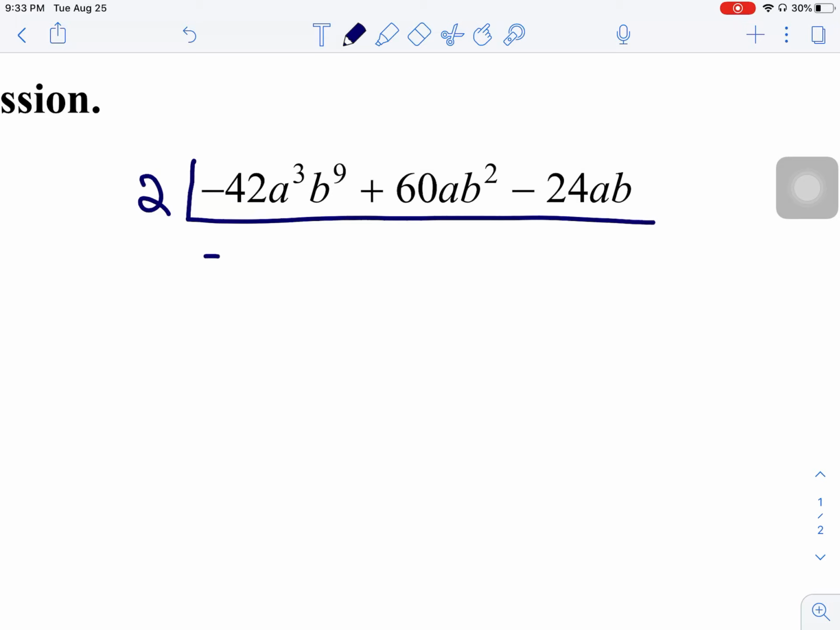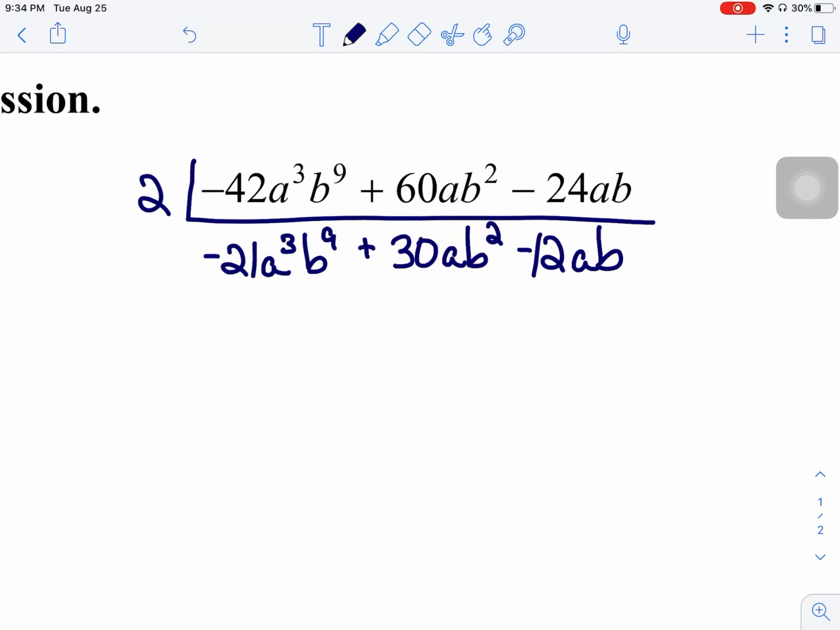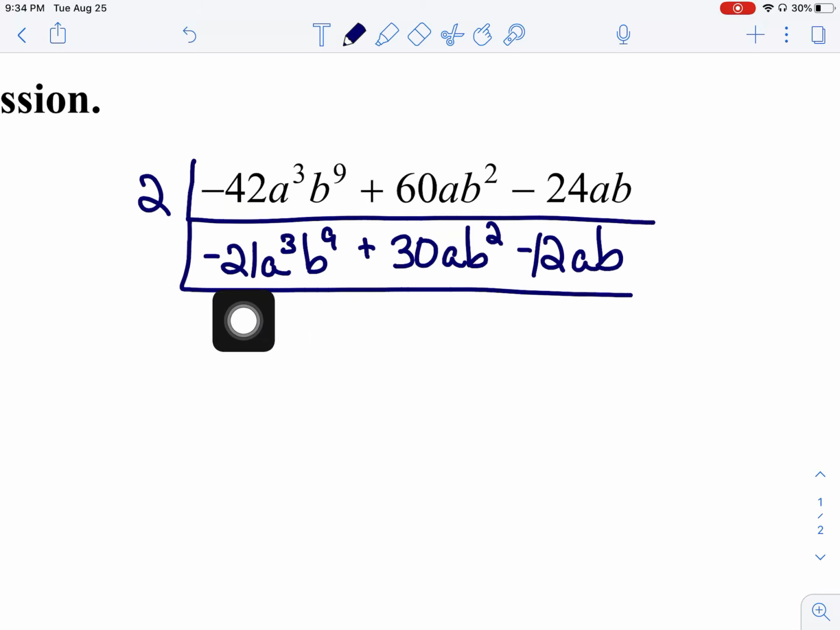So let's see, negative 21. I haven't touched the variables. We'll get there eventually. Plus half of 60 is 30ab squared, minus half of 24 is 12ab. Now I want to see if I can find another number that can divide into my 3 terms. So what numbers am I looking at? Negative 21, positive 30, and negative 12. Negative 21, 30, and negative 12 have a common 3 in them. So I'm going to divide that 3 out.